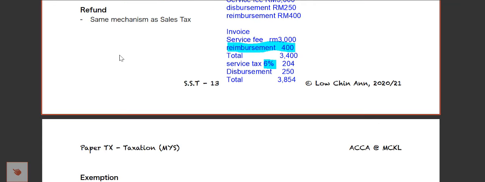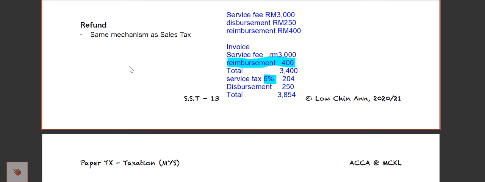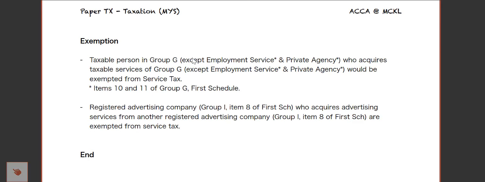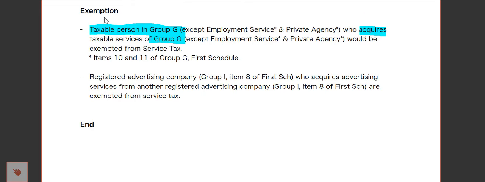Okay. Now refund mechanism is the same for service tax, so we don't have to go through. We have gone through that. Okay, now there's this thing about exemptions that I need you to know. Okay, there is this taxable person in group G. Okay, that we say that in group G, they say except employment service or private agency, if they acquire the service from another group G, they will be exempted. All right, now what it means is like that.